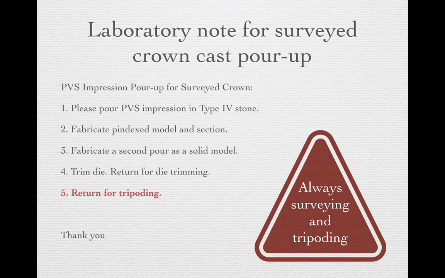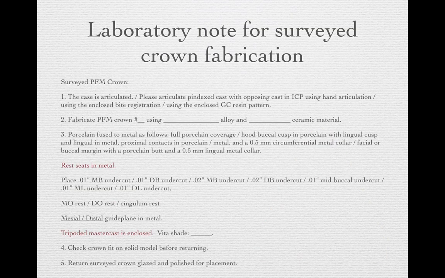So this is the laboratory note that you will use for the survey crown cast pour out. Like I said earlier, the only difference is that in the end, you ask them to return the cast for the tripoding. Please always remember to do a surveying and tripoding by yourself when you do a real case. After you finish your tripoding, then you will send to a lab again. Ask them to finish the survey crown.